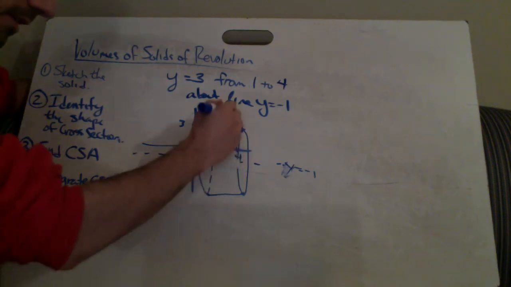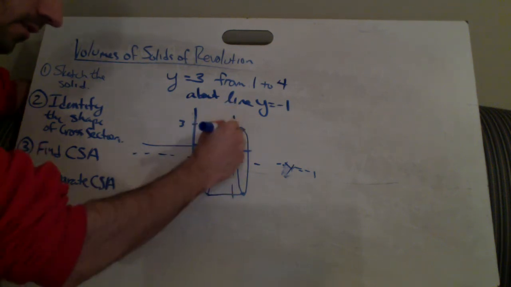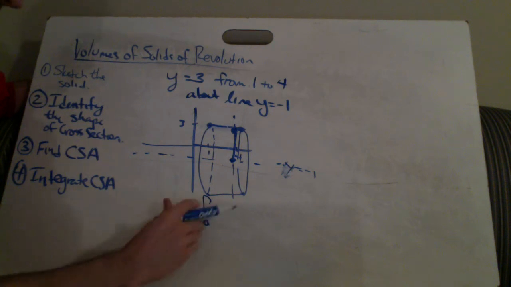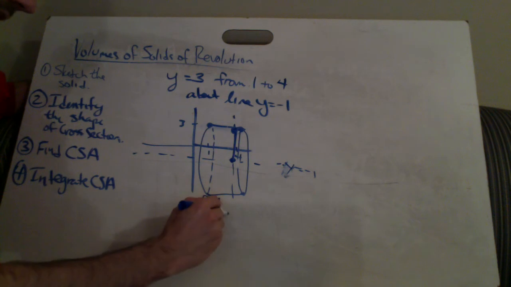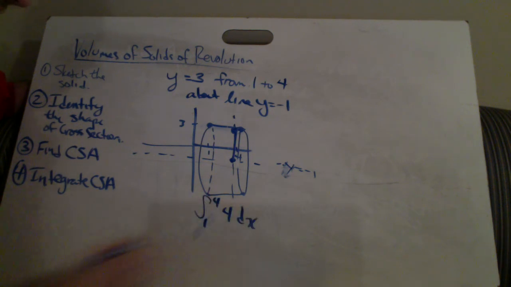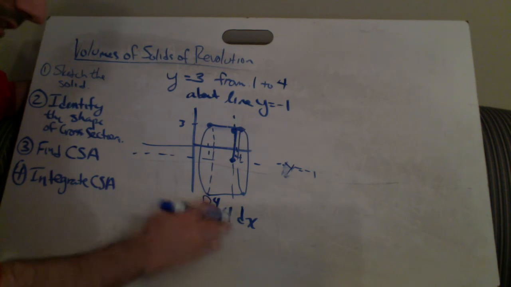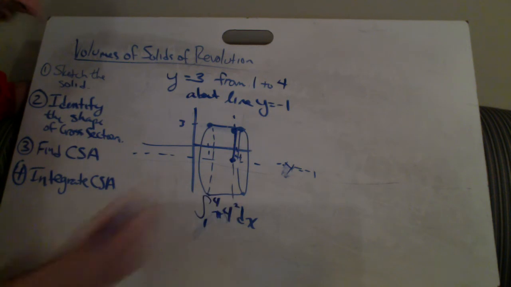And the question is, if I took a random slice, what's the radius? Well, in this case, the radius is 4, because going from -1 all the way up to 3 means your radius is 4. So this is an integral from, not 0 this time, from 1 to 4 of 4 dx. That could not have been more wrong. It's not the integral of just 4, right? 4 is the radius, pi times 4 squared.